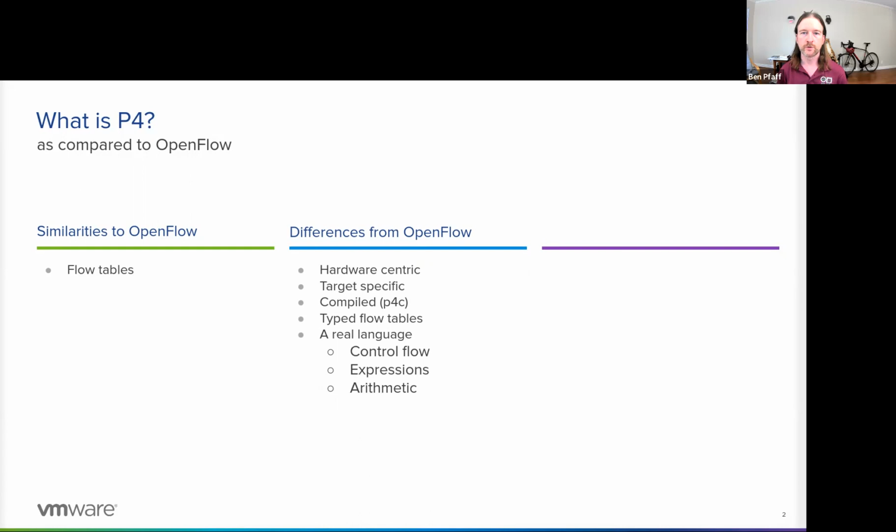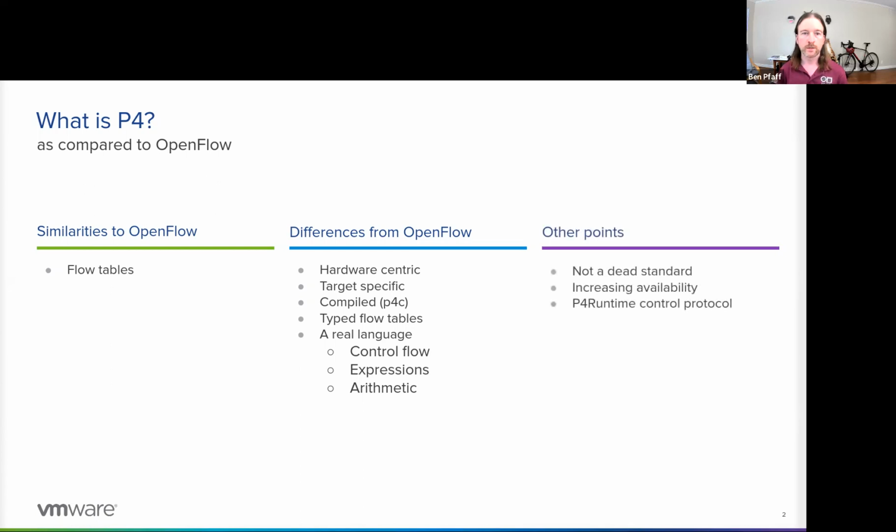It's a compiled language. You write a program in P4, which might use include files and libraries, and then you run it through the P4 compiler, P4C, which transforms it into a version that's suited for the particular hardware you're using. Flow tables in P4 all have specific types, rather than being homogeneous like in OpenFlow, or at least in OVS. P4 is a real language. It has control flow constructs like if and switch, although there's a lot it doesn't have too, like loops and floating point. It also has arithmetic, which OpenFlow really does not.